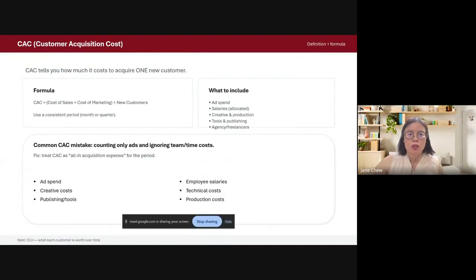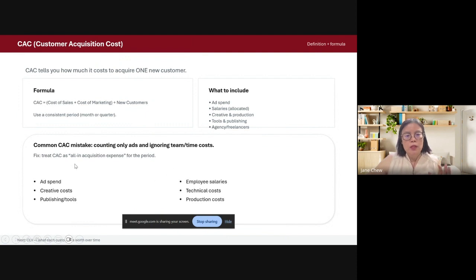This is the calculation for customer acquisition cost. So basically, the formula is you need to have your cost of sales and cost of marketing divided by new customers, and that is where you get roughly your customer acquisition cost. So your cost of sales and marketing should also include your ad spend, how much you spend on Facebook and other advertising expenses, salaries you pay your salesmen, the creative production, the tools and the publishing stuff, or whether you are getting an agency to help you. All these are part of the cost.